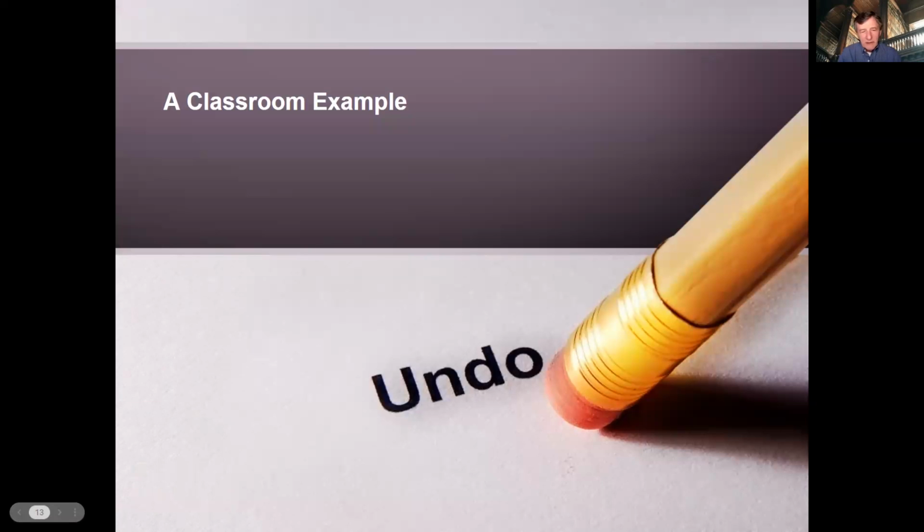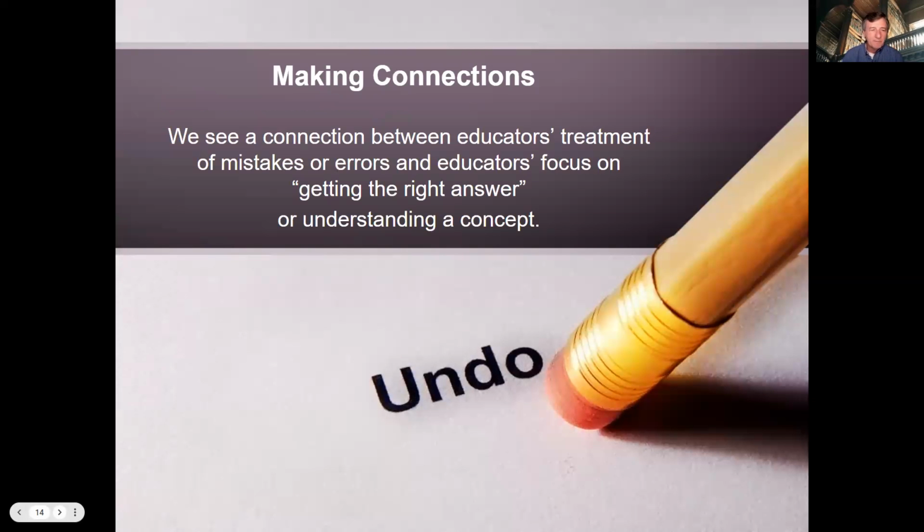I worked with a fourth grade teacher that every time I asked the students questions in mathematics, she kept correcting their inaccurate responses. She treated every inaccurate response as a mistake, and she didn't allow students to learn from their conceptual errors. Making connections: we see a connection between educators' treatment of mistakes or errors and educators' focus on getting the right answer or understanding connections.